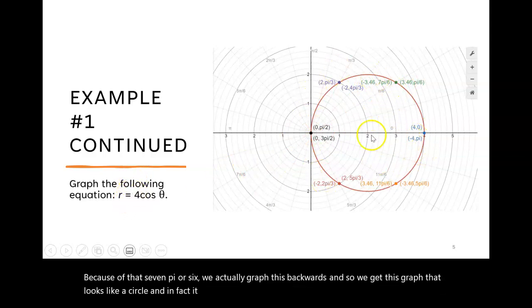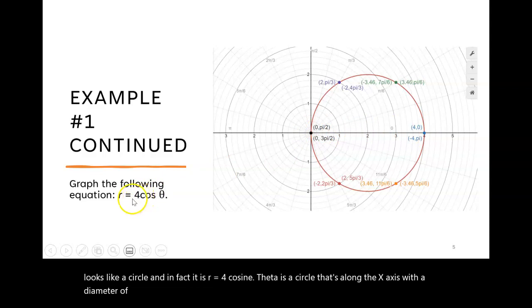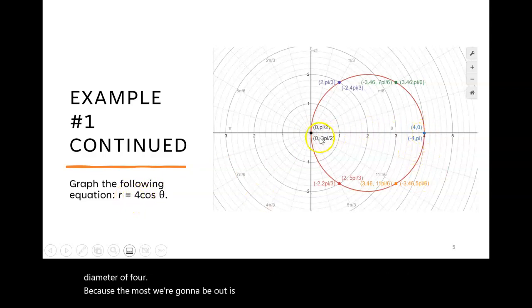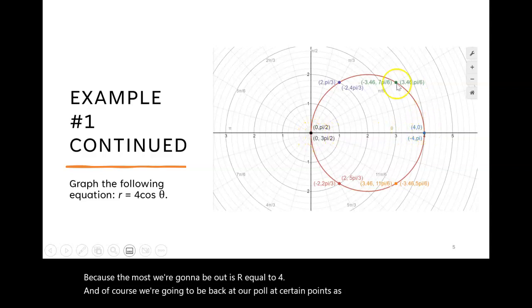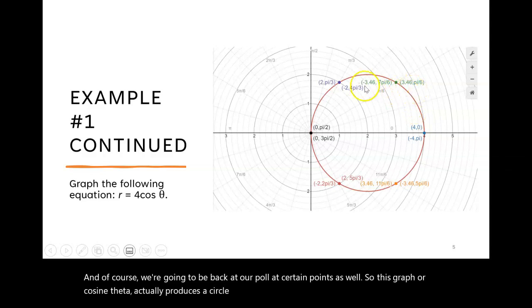R equals 4 cosine theta is a circle that's along the x-axis with a diameter of 4, because the most we're going to be out is r equals 4. And of course, we're going to be back at our pole at certain points as well. So this graph, 4 cosine theta, actually produces a circle with a diameter of 4, a radius of 2, and it is oriented all on the x-axis.